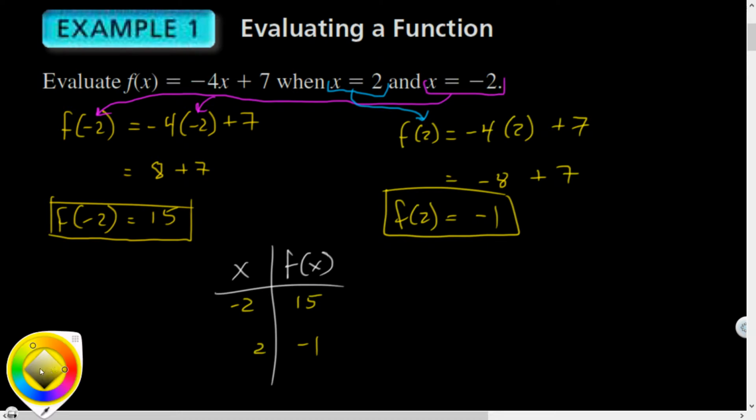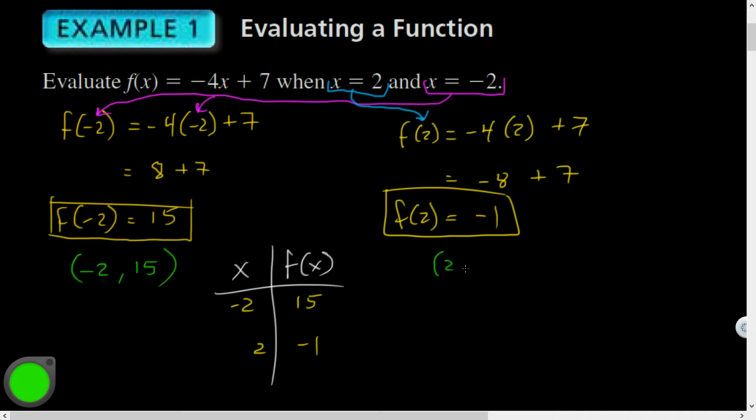These are also the same if I was to represent them as an ordered pair. This is the same as negative 2 comma 15. This is the same as 2 comma negative 1, all right? So that's different ways of representing the same information. We could also represent those points graphically, where from the origin I would have gone left 2 and up 15, or here I would have gone right 2 and down 1 to plot the point graphically.